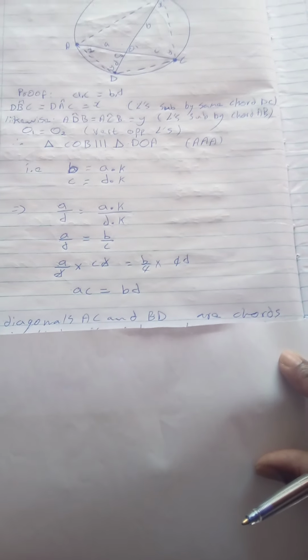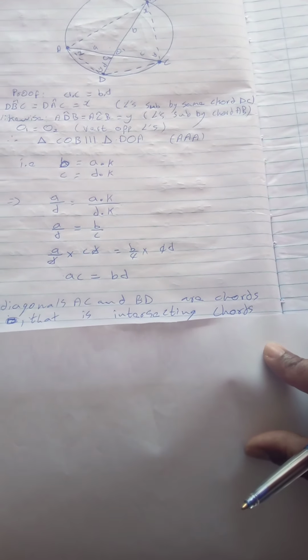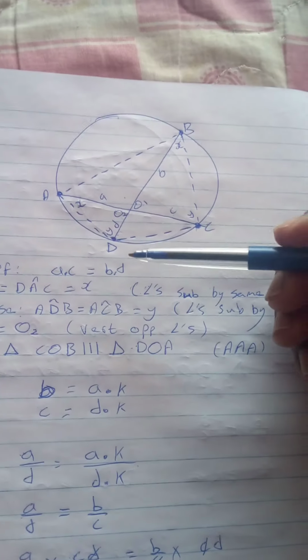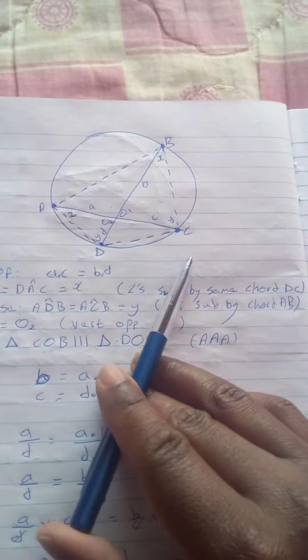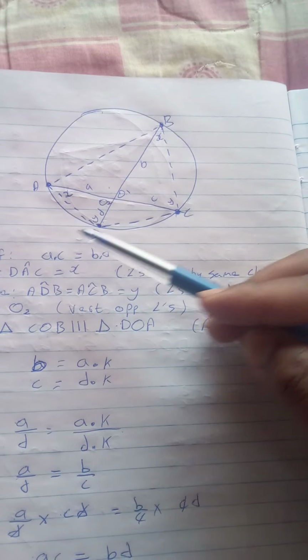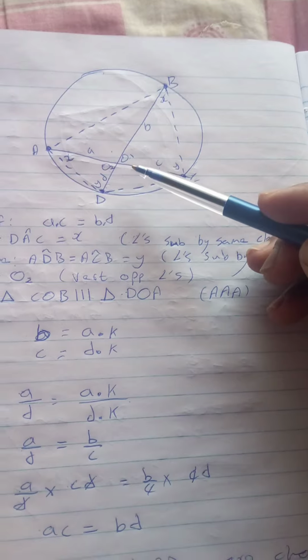And finally, diagonals AC and BD are chords, that is intersecting chords, and that is the last part of our proof there, that in fact when you have intersecting chords, and of course you have these portions here, A times C is of course equal to D times B, and it can be proven.